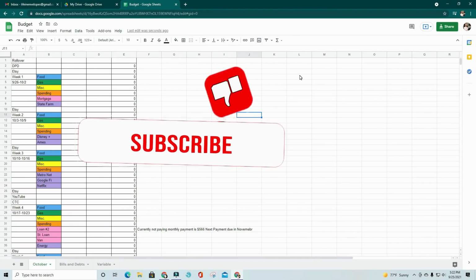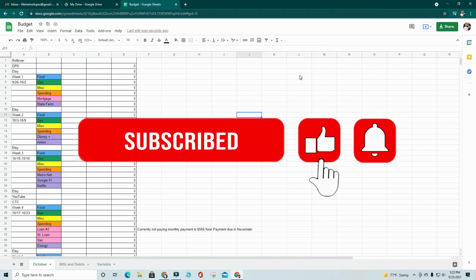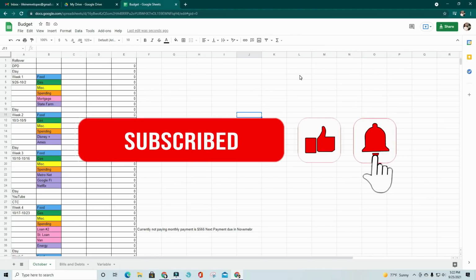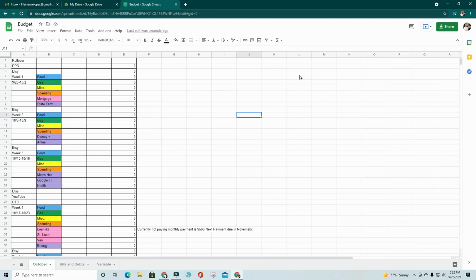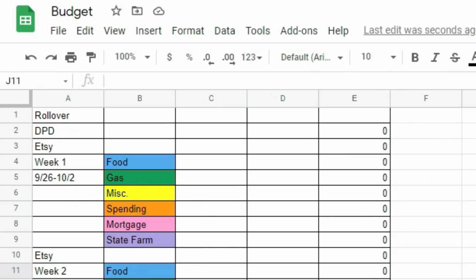Okay, friends, we are going to start setting up my October budget using a Google spreadsheet. I've done this for years, and I didn't do it last month, and I really felt it. I got way off track. This really helps me stay on track, so we're going to get it all set up.